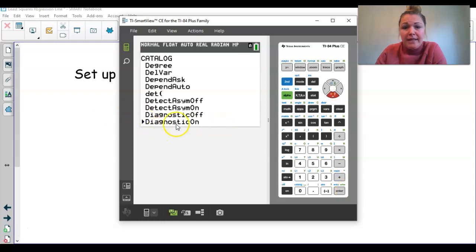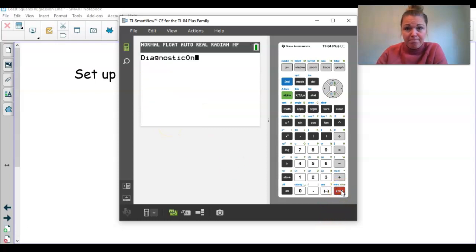Okay, and I see diagnostic on. So what have I done so far in case I went too fast for you? Hit second, 0, and then find the D letter and hit that. Now arrow down where you see diagnostic on, hit enter one more time, and we're good to go. Okay, we're good to go.